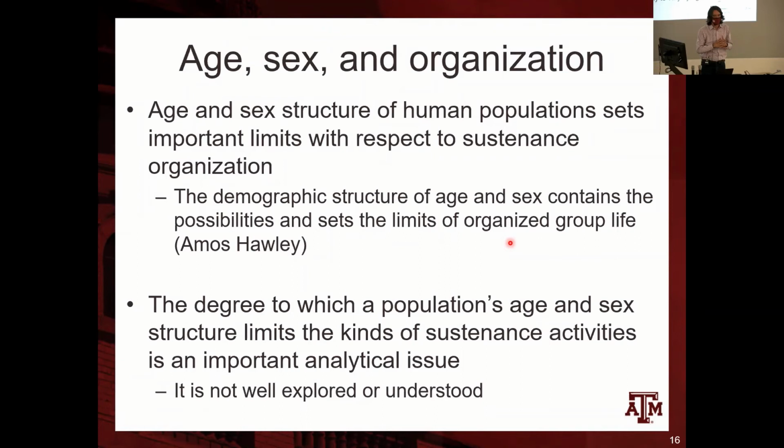The degree to which a population's age and sex structure limits the kinds of sustenance activities is an important analytical issue. So how age and sex structure affects society, affecting even the resources that we have, it's important to understand, even historically speaking, and there is a lot of room still to be explored and understood over time and across societies, okay?